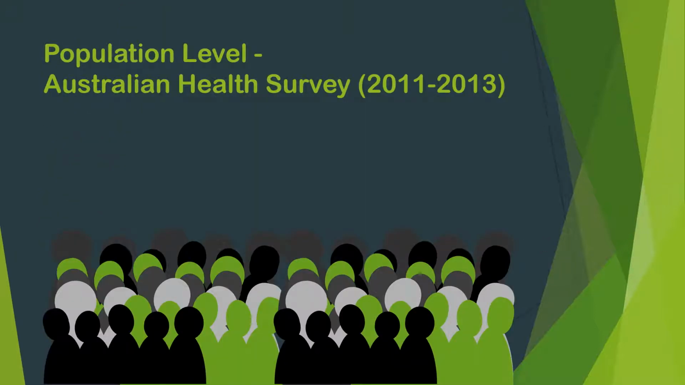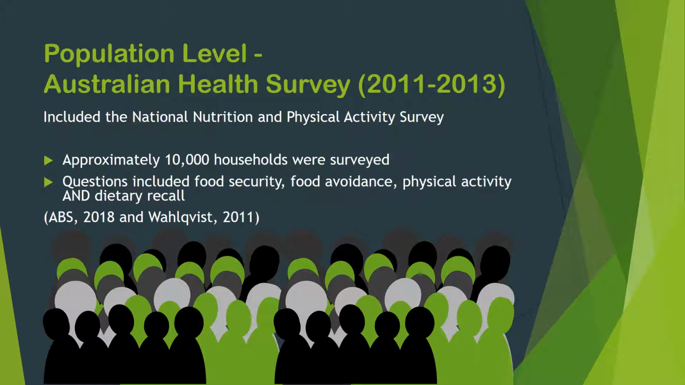At a population level, surveys can be undertaken to determine the food and nutrient intake of the Australian population. For example, the Australian Health Survey, which was undertaken between 2011 and 2013. This included the National Nutrition and Physical Activity Survey, where approximately 10,000 households were surveyed. Questions included food security, food avoidance, physical activity, and dietary recall.